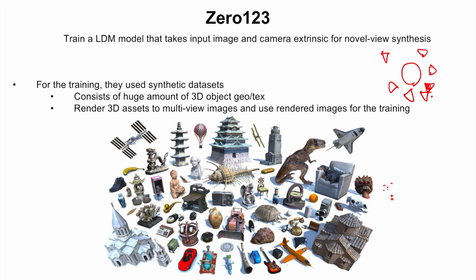And for the rendering, we need to know the camera intrinsic and extrinsic. We know the extrinsic, right? So in the data pre-processing stage, we know everything for the training. We have 3D assets, we set a virtual camera using camera extrinsic, and then we render an image. That rendered image and camera pose become the input of Zero-1-to-3, that's all. So we render 3D assets to multiple images and use the rendered images for the training.